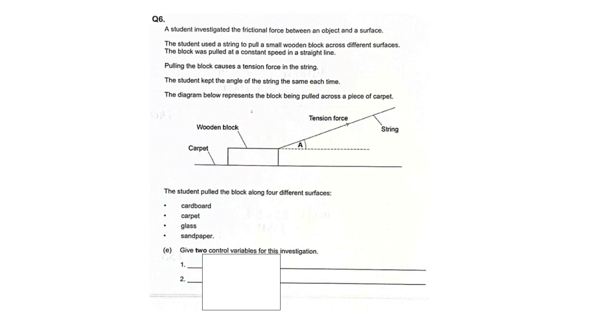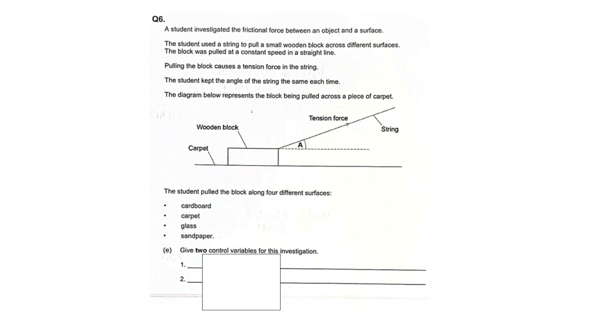Question 6. A student investigated the frictional force between an object and a surface. The student used a string to pull a small wooden block across different surfaces. The block was pulled at a constant speed in a straight line. Pulling the block causes a tension force in the string. The students kept the angle of the string the same each time. The diagram below represents the block being pulled across a piece of carpet. The students pulled the block along 4 different surfaces: cardboard, carpet, glass, and sandpaper.